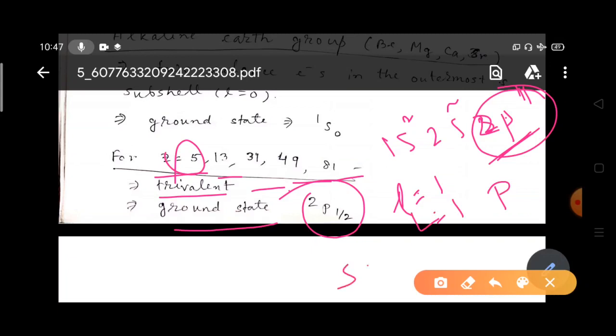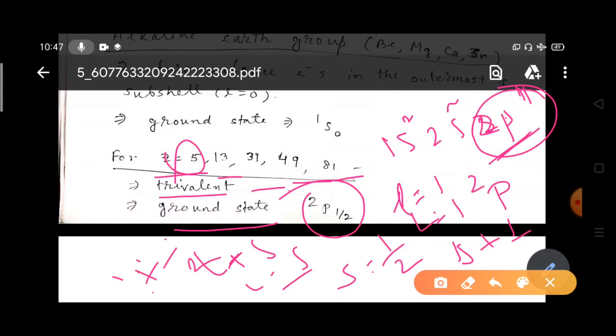Now S equals half. So 2S plus 1 will be 2 into half plus 1, that is 2, and J will be L plus S to L minus S. Now we are seeing that L plus S will give us 1 plus half, and L minus S will give us 1 minus half. So 1 plus half is 3/2, 1 minus half is 1/2. So this term, that is 1/2, will give us the ground state.